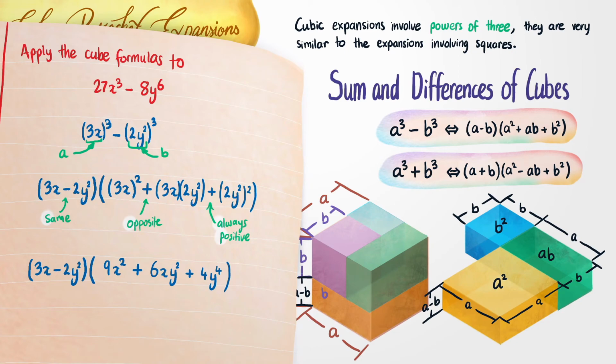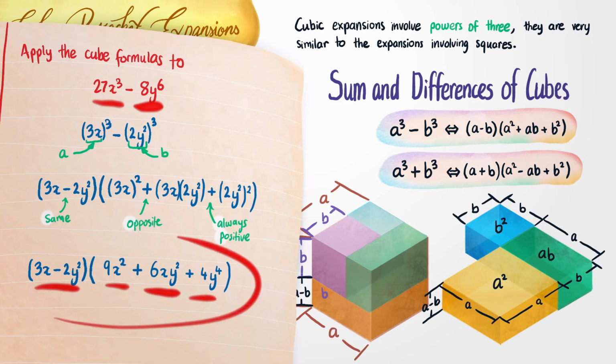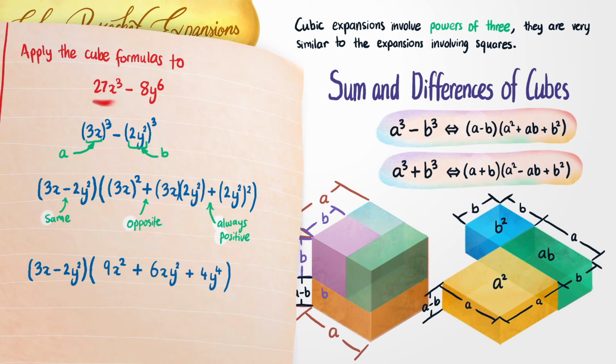Notice that if we apply the cubic formulas to 27x cubed minus 8y to the 6, we just get 3x minus 2y squared all times 9x squared plus 6xy squared plus 4y to the power of 4. If you tried actually expanding this, you should end up back here. So I do encourage you to try that, but you don't really have to. And that just about completes our example. So let's just summarize this lesson.